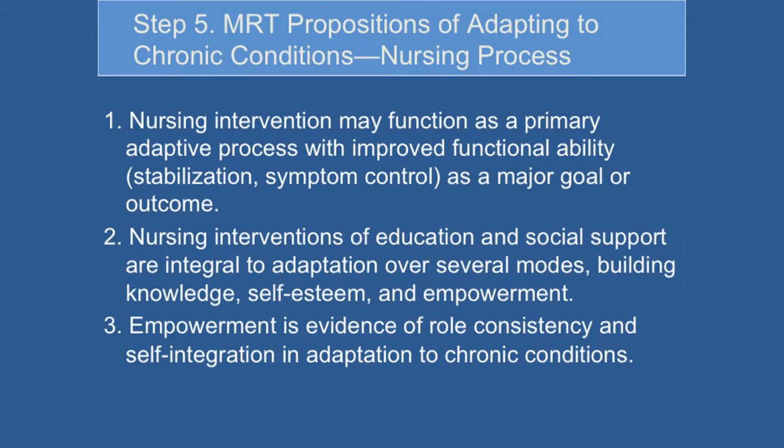Now, another set by these authors is the one that talks about propositions relating to the chronic conditions which involve the nursing process. First, nursing intervention may function as a primary adaptive process with improved functional ability, that is stabilization, symptom control, as a major goal or outcome.